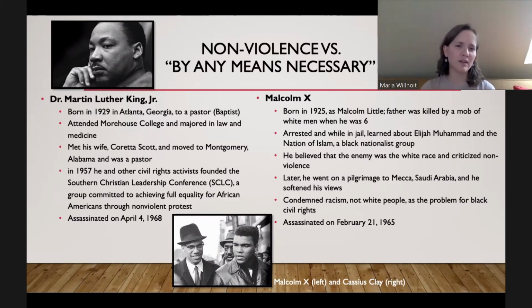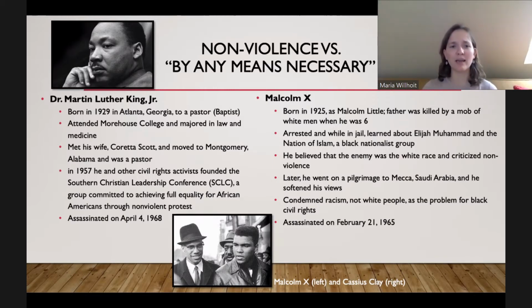the most famous figures in the civil rights movement. You've definitely heard of Martin Luther King Jr. Some of you may or may not have heard of Malcolm X. I would say they are two very famous men during this time period, in part because they represent two opposing sides to how to battle racial discrimination. You know, you have nonviolence versus by any means necessary. And I'll explain that to you.